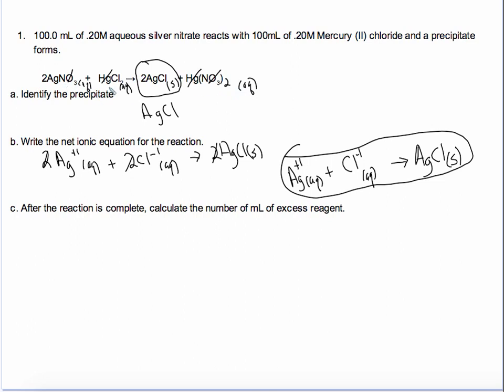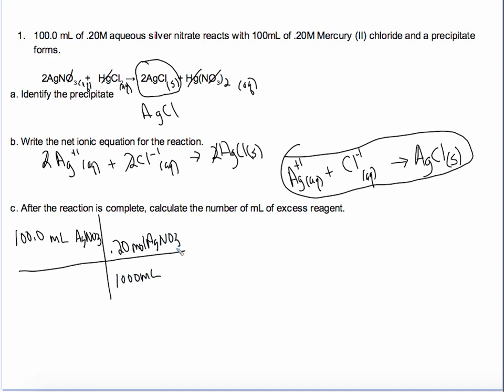But what I would look at then is say, well, hey, you need twice as much silver nitrate as HgCl2. So I know that silver nitrate is going to be the limiting reagent. I'm going to start off my problem, or you could probably just do this one in your head, but I'm just going to start it off and do it. So I got 100 milliliters of AgNO3, and I'm going to take the molarity, 0.20 moles AgNO3 for every 1,000 milliliters of it. Okay, so doing that math right there gets me into moles.